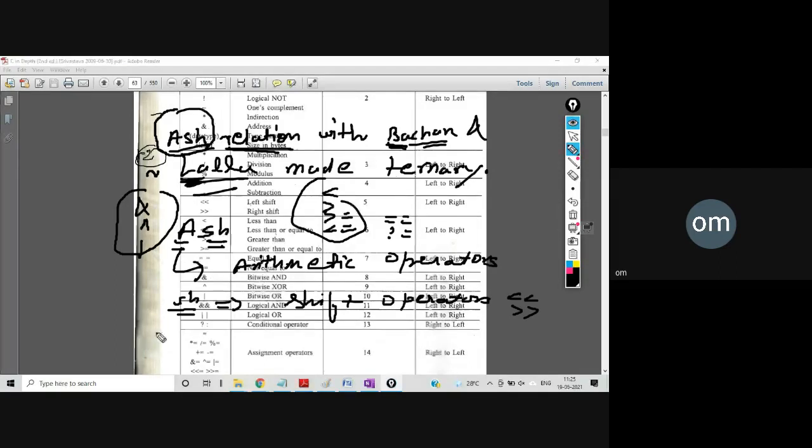Okay, logical operators. So what do you mean by logical operators? Logical operators like logical and, logical or, okay, and logical not I'll not take because logical not is already taken in the unary operator. So two are left, that is logical and and logical or. And then the made ternary.